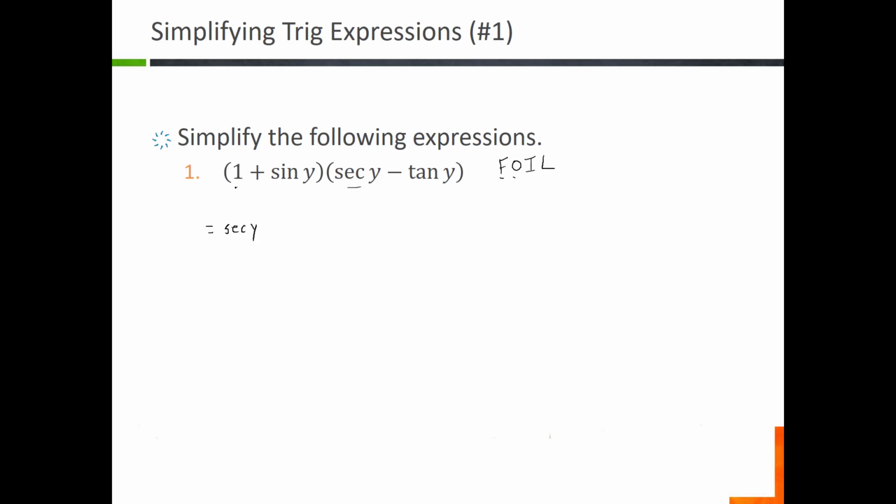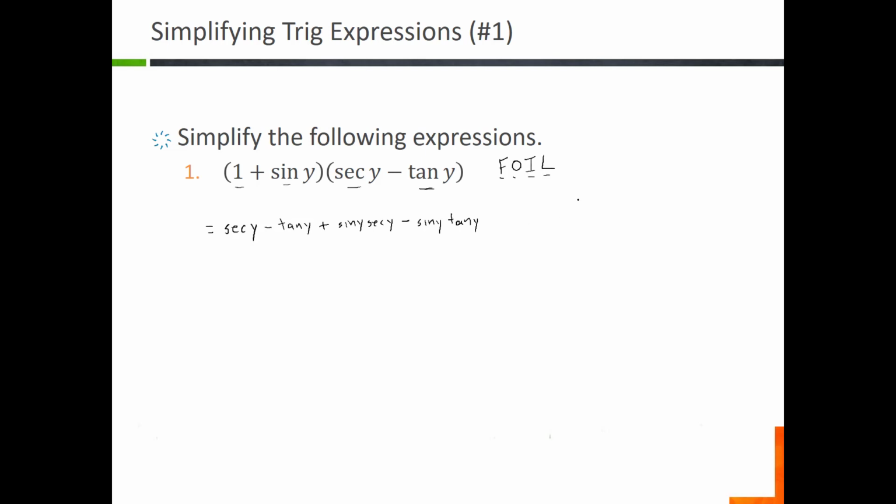We're then going to do the outside. So that's the 1 and the tangent. So we have 1 minus a tangent, so minus tangent y. So far we have secant y minus tangent y. And then we do the insides, which is sine of y and secant y. So we're going to add a sine y times a secant y. And then we're going to do the last, which is the sine times the tangent. So we're going to have minus a sine y times a tangent y.